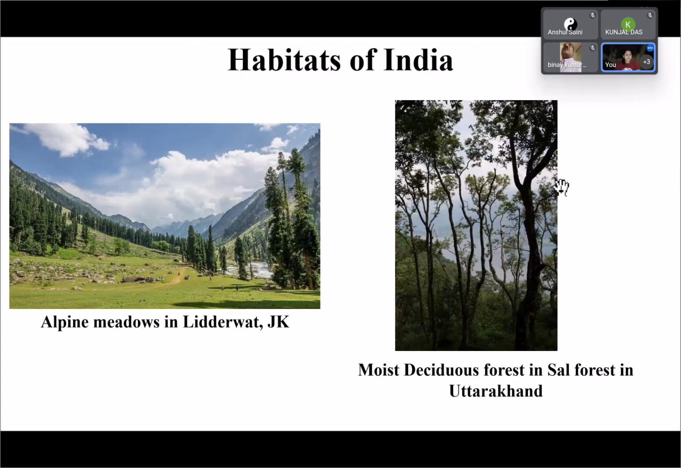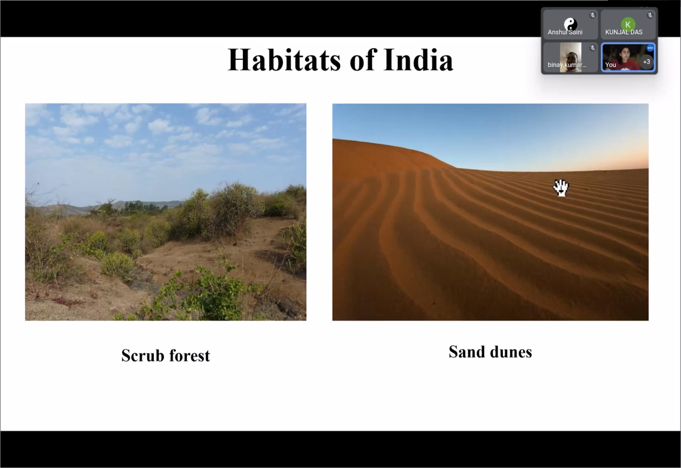Now, all these different kinds of divisions that we have spoken about have different kinds of trees, weather, temperature, and humidity, and that gives rise to different kinds of biodiversity. As you can see here, if you go to Jammu Kashmir, you see alpine meadows. Come down to Uttarakhand, it becomes moist deciduous forest. Go towards the south, you will see a scrub forest, and go towards the west, you see sand dunes.